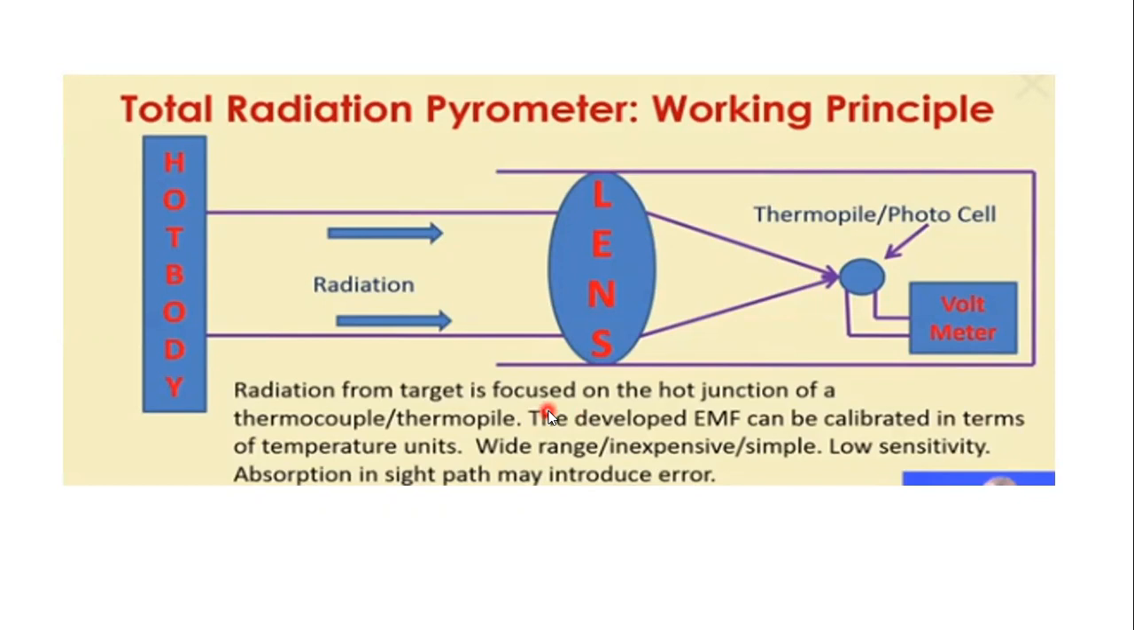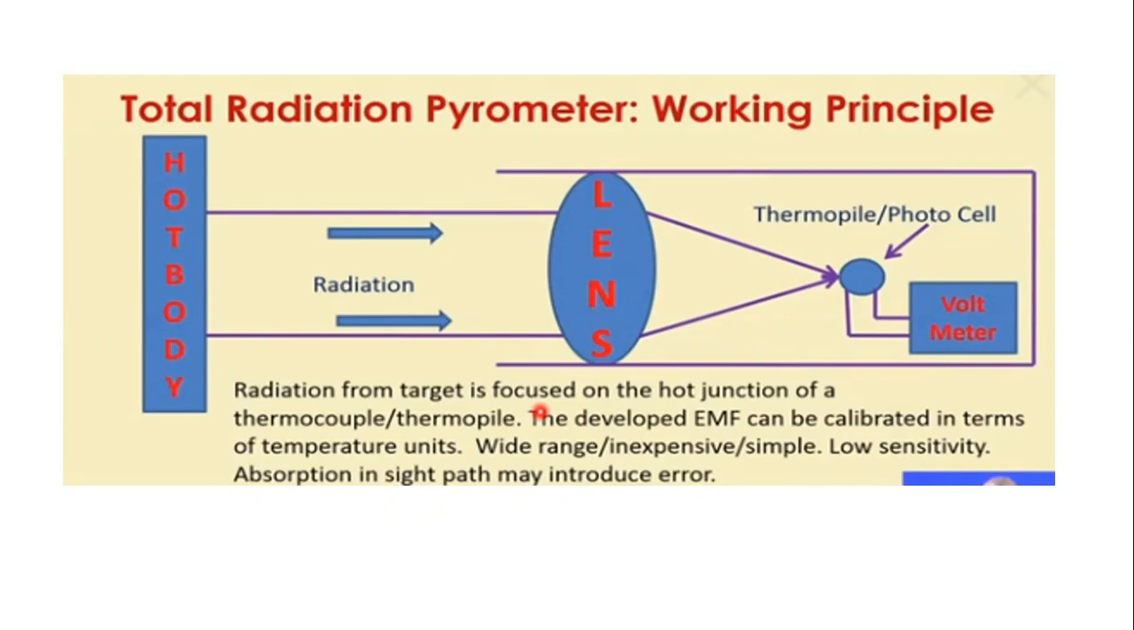So this total radiation includes both visible and invisible radiation. Invisible means infrared radiation. Actually, infrared radiations have relatively large wavelength as compared to visible radiation.